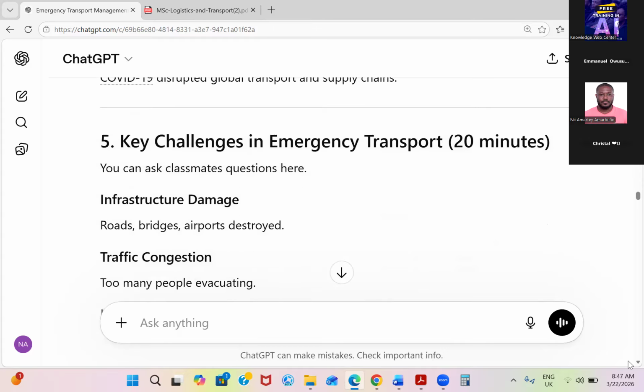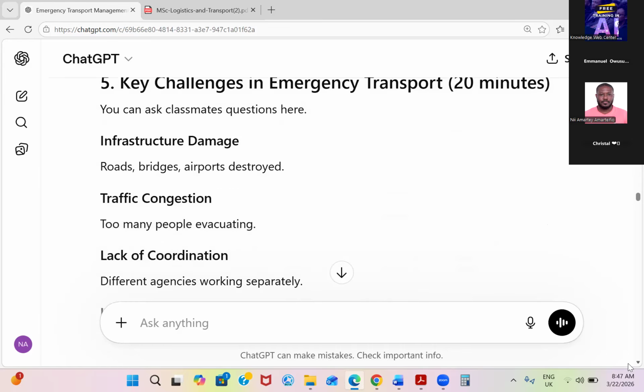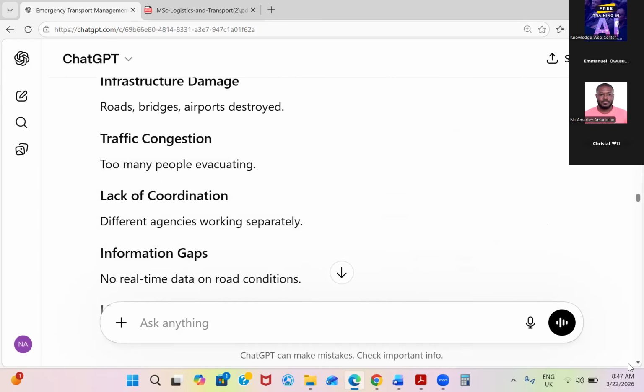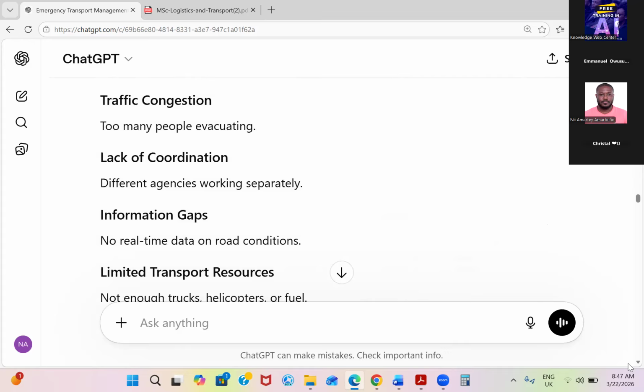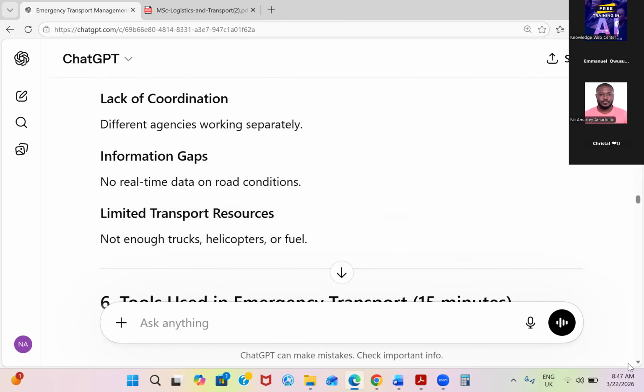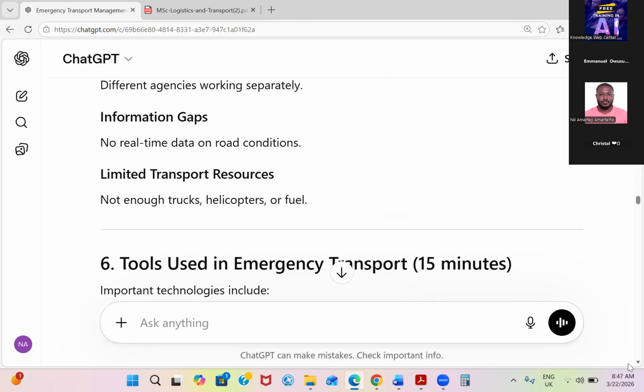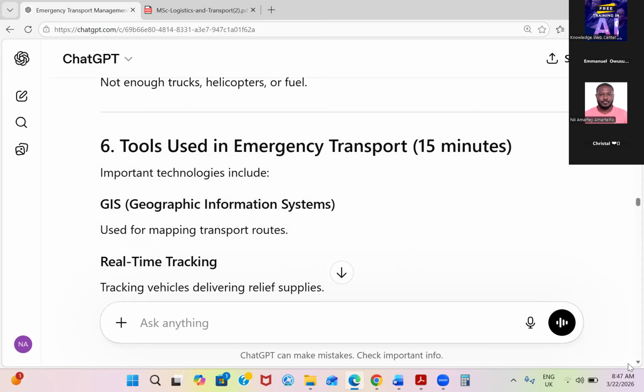Key challenges in emergency transport. Infrastructure: roads, bridges, airports are destroyed. Traffic congestion, too many people evacuating. Lack of coordination, different agencies working separately. Information gap, no real-time data, no road conditions. Limited transport resources, not enough trucks, helicopters, or fuel. Tools used in emergency transport. Important technologies include GIS, Geographic Information System, used for mapping transport routes.